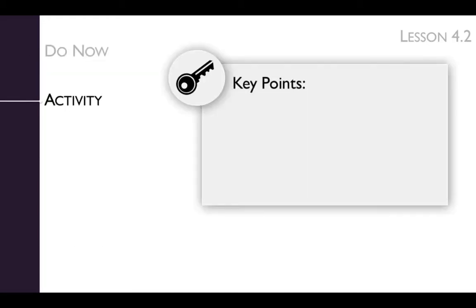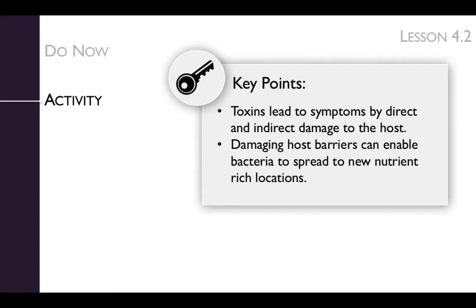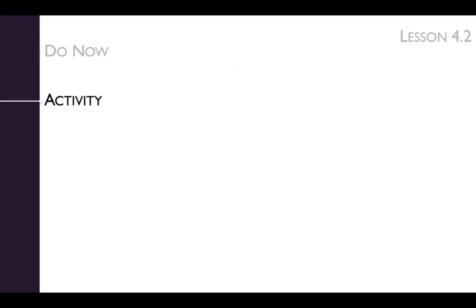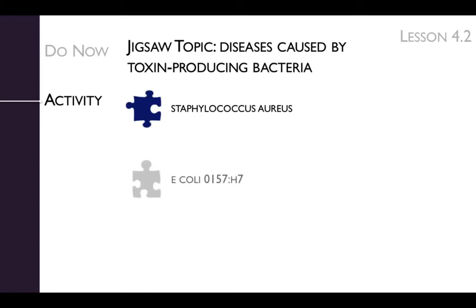The key points of the activity are that toxins lead to symptoms by direct and indirect damage to the host, and damaging host barriers can enable bacteria to spread to new nutrient-rich locations. In this jigsaw activity, the students will learn about diseases that are caused by toxin-producing bacteria. Staph aureus can cause local and systemic infections. Unfortunately, antibiotic-resistant strains of Staph aureus are becoming more common, making the infections harder to treat.